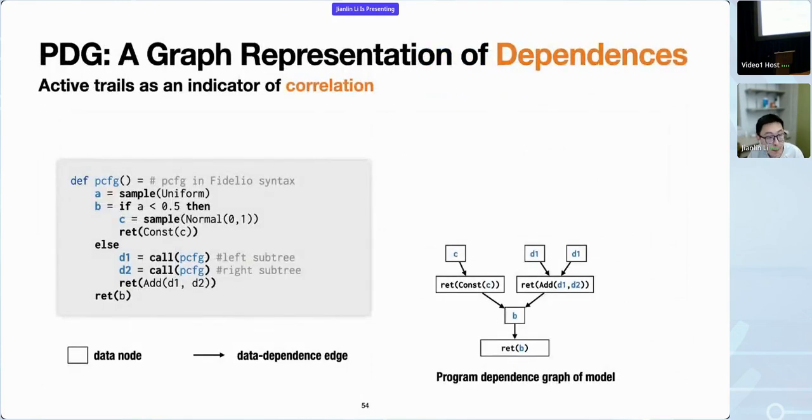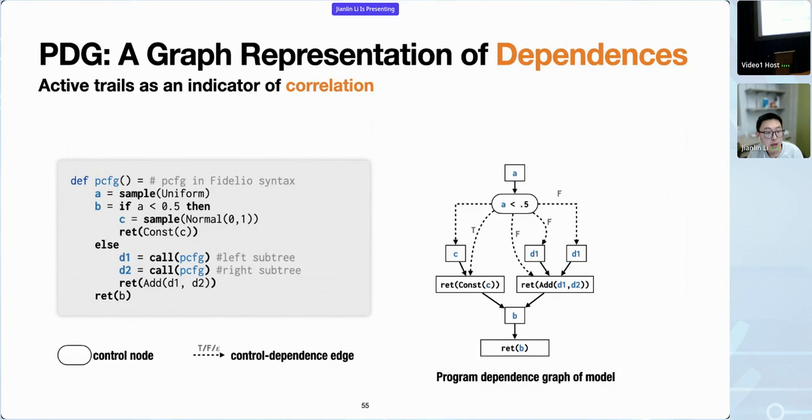In Fidelio, we use PDGs, program dependence graphs, to modularly capture control dependencies that cannot otherwise be expressed by Bayesian networks. Data nodes are drawn as rectangles. They are sources of data dependency edges, which are drawn as black solid arrows. Control nodes are drawn as rounded rectangles. They are sources of control dependence edges, which are drawn as gray dashed arrows.